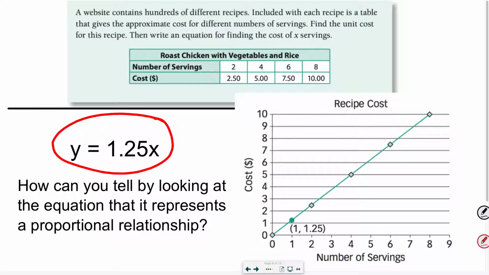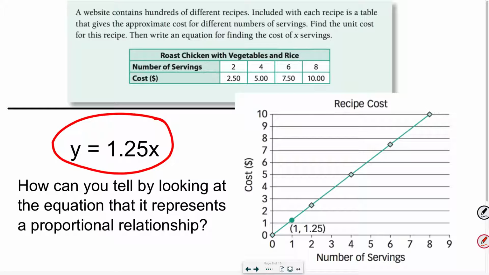Oh, I was going to say if you look at the chart, you can check. Let's just look at y equals 1.25 x, because there's stuff in there that kind of tells us the same things that the graph would tell us. We just have to find it. How can we tell by looking? What do you think? Because whatever you plug in for x, it will be multiplied by the same value to get y.